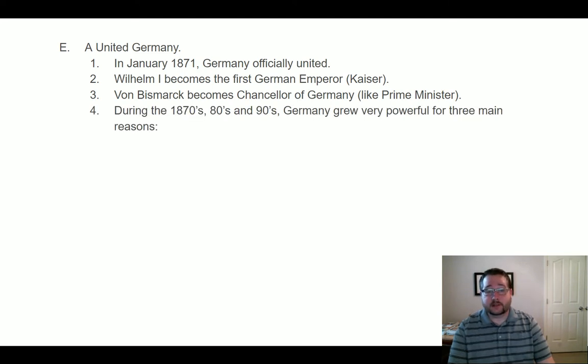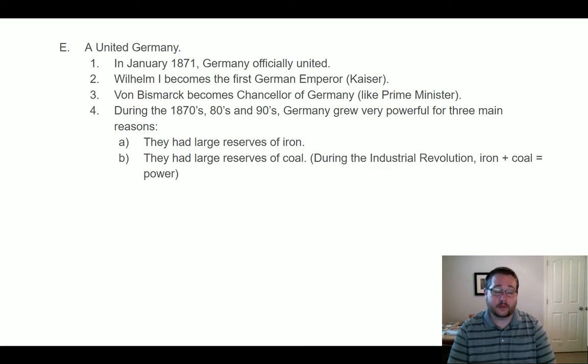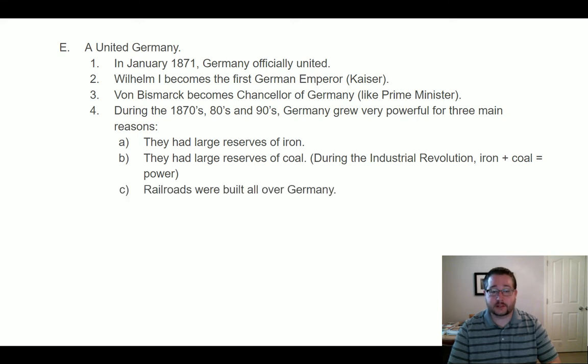During the 1870s, 1880s, and 1890s, Germany grows more powerful for three main reasons. First, they have large reserves of iron and of coal. Now, iron and coal equals power during the Industrial Revolution. If you have these two ingredients, you have what is predominantly required to build industry and large machines. They also built railroads all over Germany.